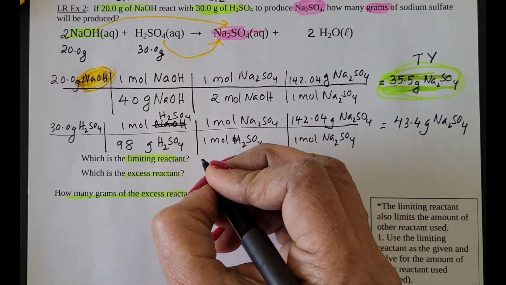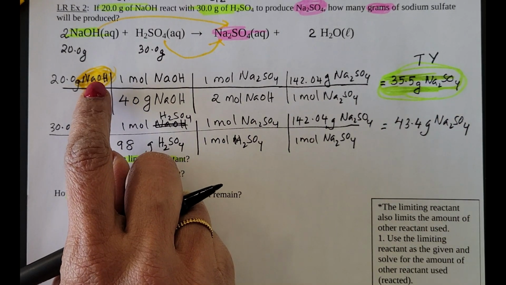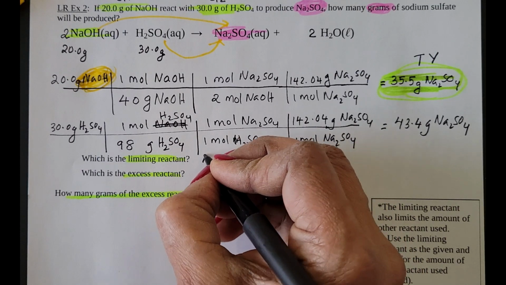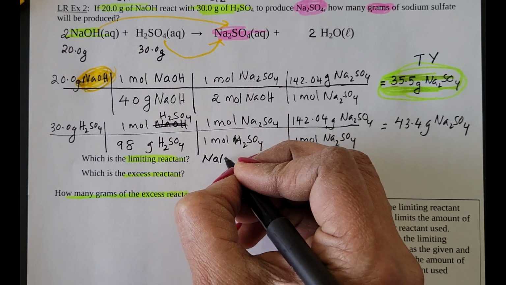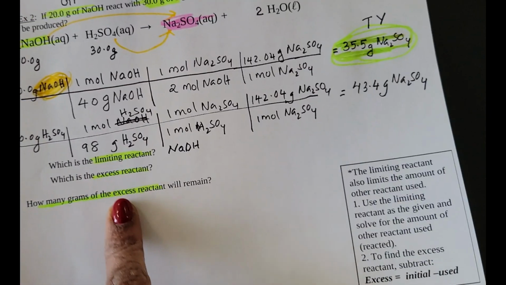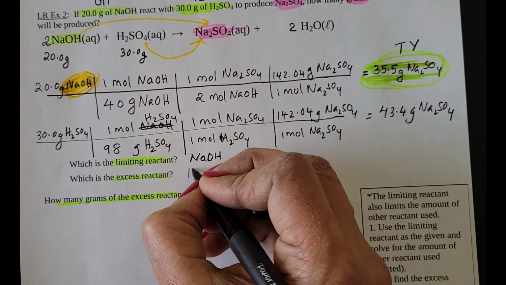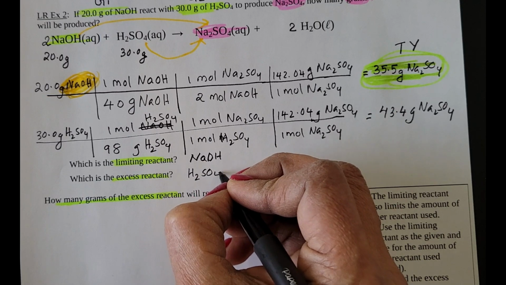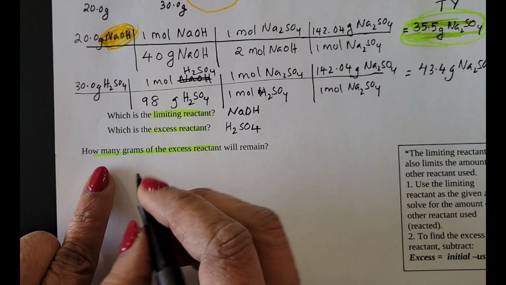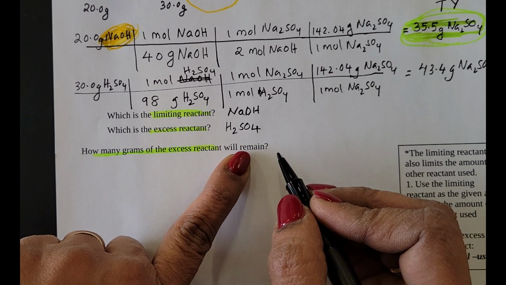So go ahead and answer this question. Your theoretical yield is this. Which reactant gave you that amount? That is your limiting reactant. So sodium hydroxide is deciding how much product we can make. And the other reactant, we know that we have more sulfuric acid, so that will be the excess reactant, which is present in excess. Now the question is asking for how many grams of excess reactant will be remaining.